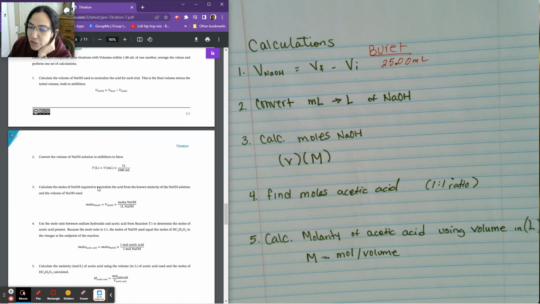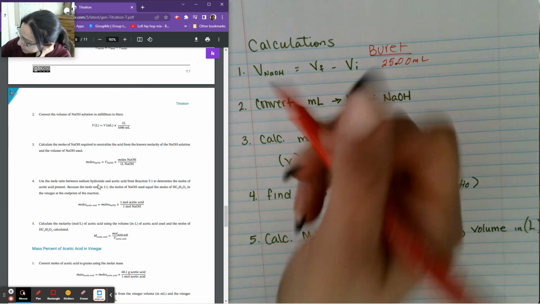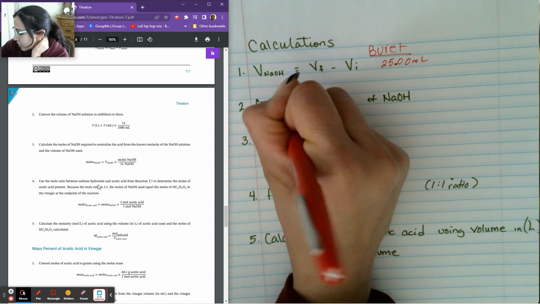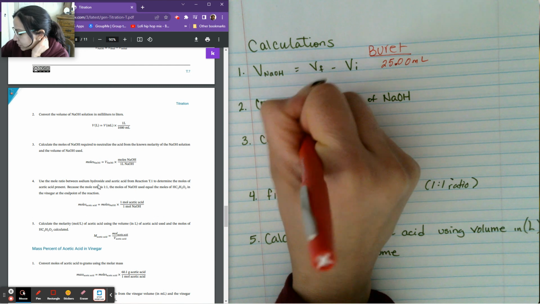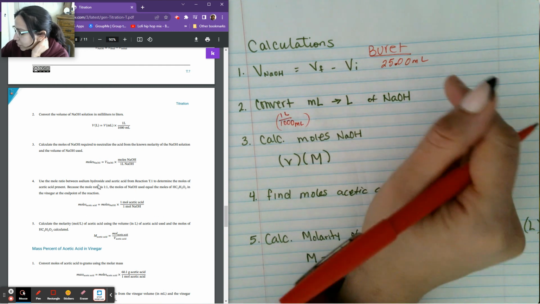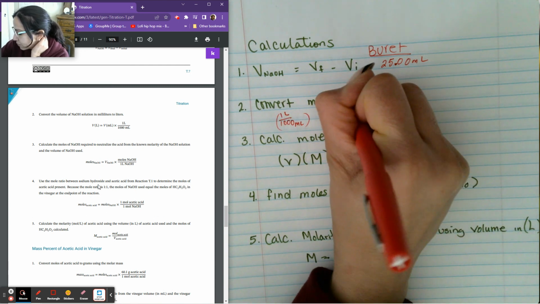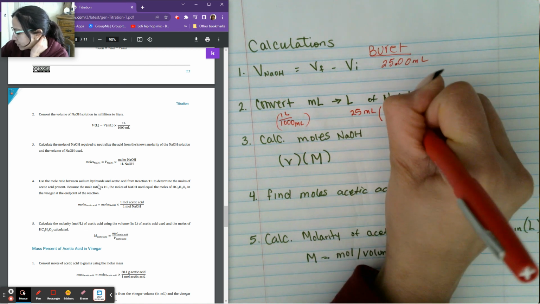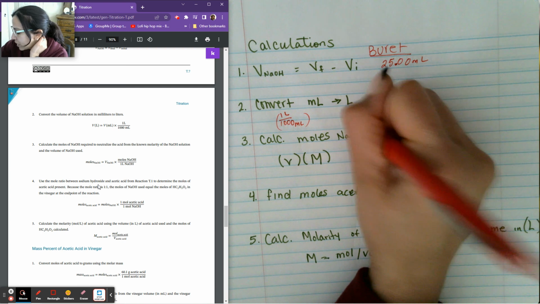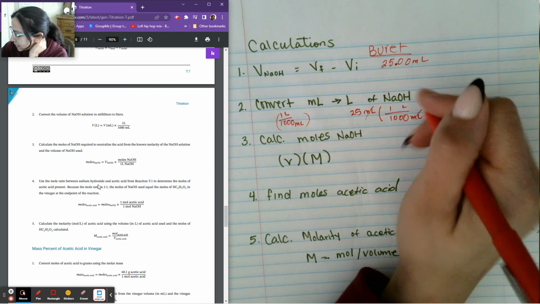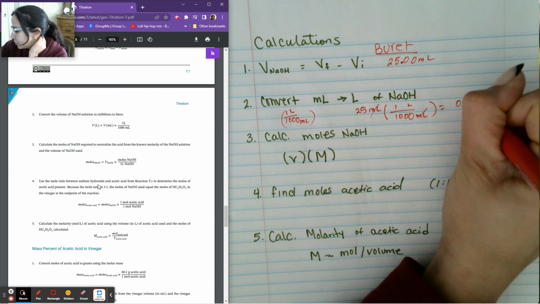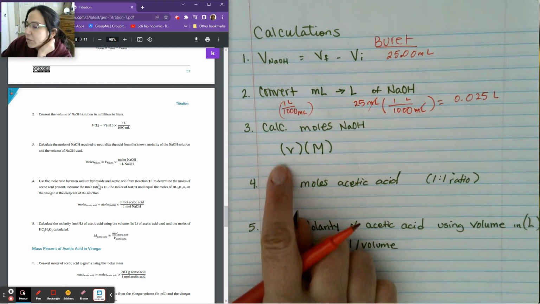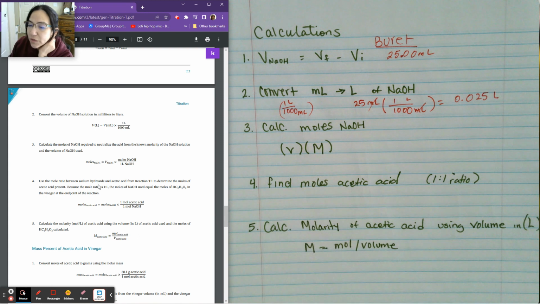Now we want to convert milliliters into liters of sodium hydroxide. That's question number 2, milliliters to liters. And that is going to be using our conversion factor: in 1 liter, there are 1,000 milliliters. So you're going to take your number, which is the 25 milliliters, and you're just going to divide it by 1,000. That's going to give you your liters. That's 0.025 liters.